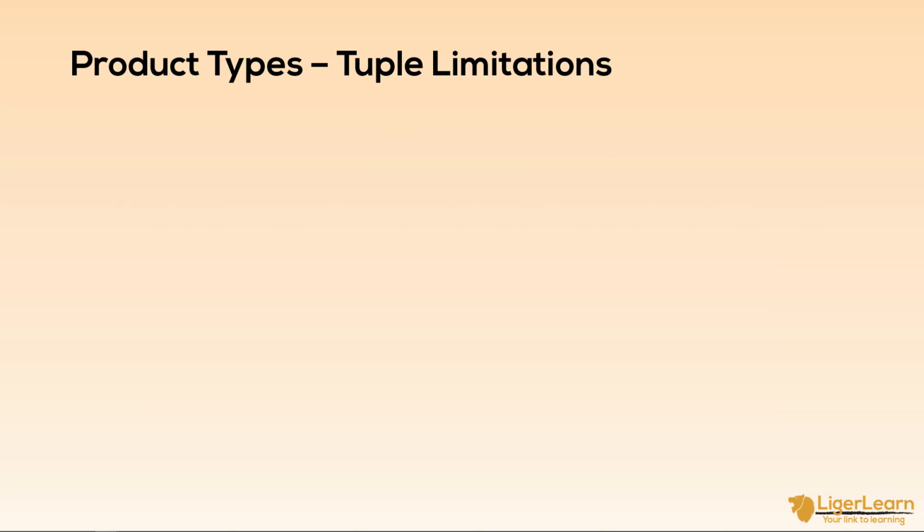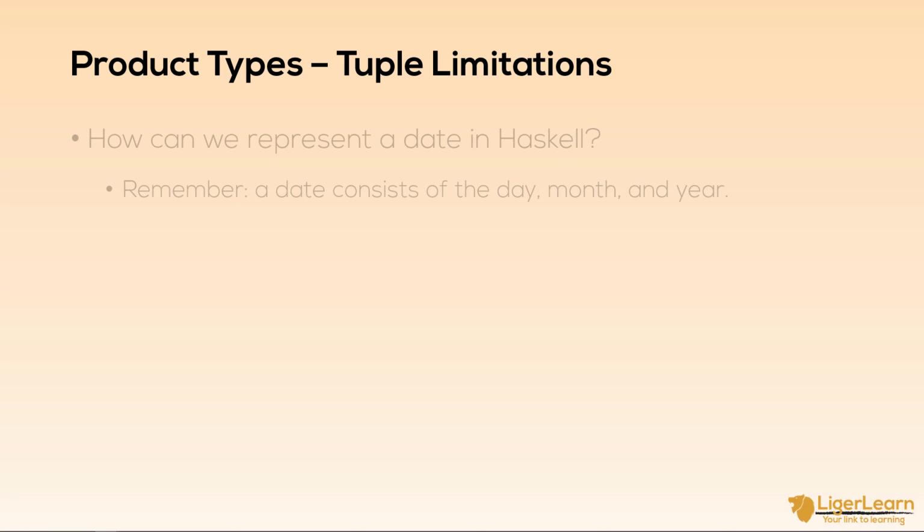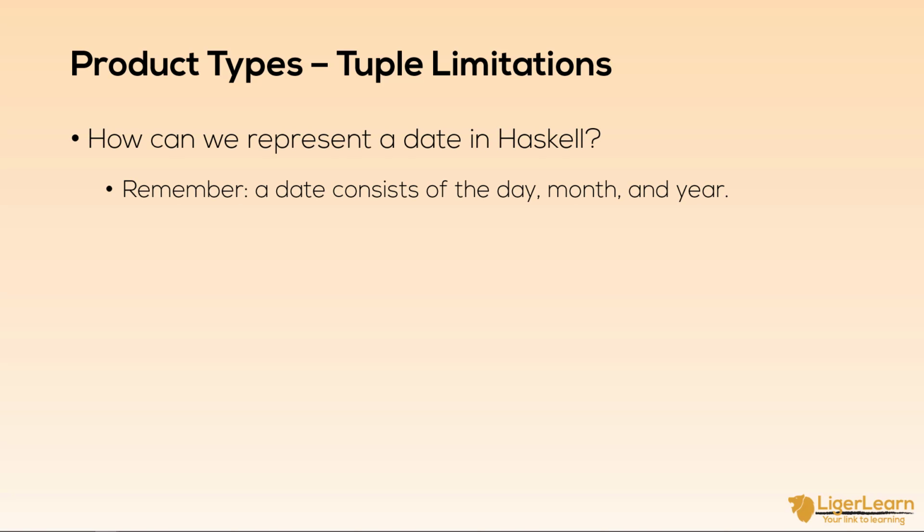Here's a question for you. How can we represent a date in Haskell? Well, one of the ways in which we could do it is to create a value of a 3-tuple of ints, like so. As you will see, this is not a good way, but it is a way nonetheless. Here we have created a date with the 3 constituent parts being made up of ints.